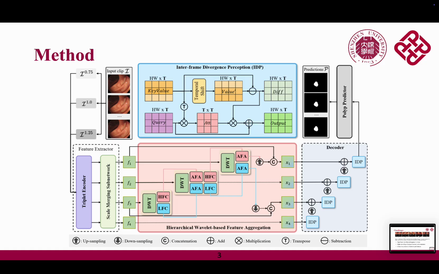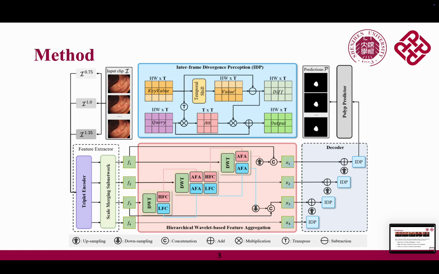Therefore, in the decoder, we introduce IDP blocks to explicitly model the differences between consecutive frames. More specifically, given the current feature, IDP first constructs temporal representations and performs a temporal shift operation. Then it computes the difference between shifted and original features to obtain what we call interframe divergence.